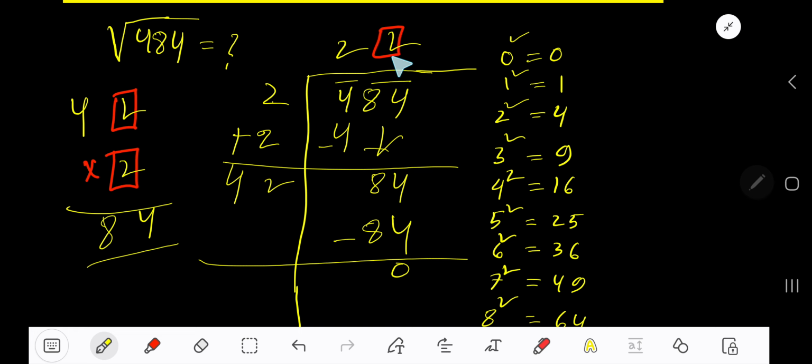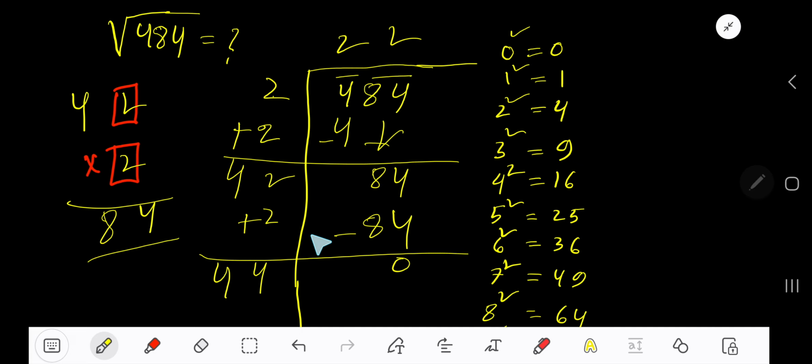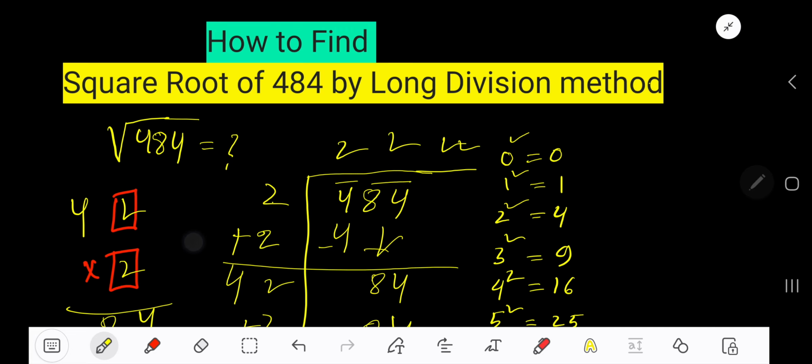Since we have placed the digit 2 in the quotient, the similar digit will come under the divisor and we need to add. 2 plus 2 is 4, then 4. Look, the double of 22 is 44. This signals that our result 22 is correct. So the square root of 484 is 22.